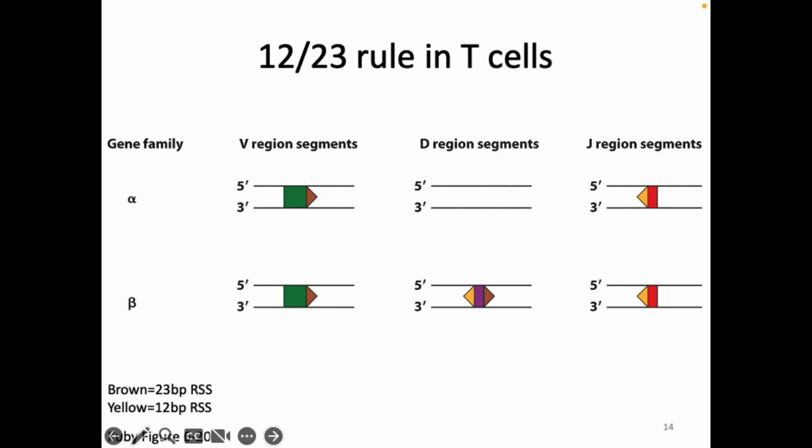So what's the other question that you might have for me? Yeah, Jonah. Can the beta chain just skip D? Can we have a V with a J and just skip D altogether? We have never observed it. And so we think the answer is no, it is not possible.